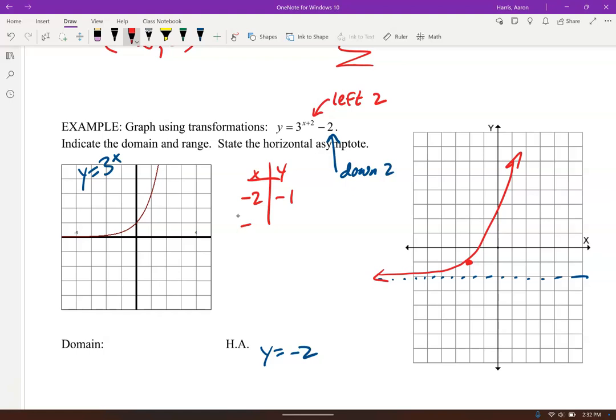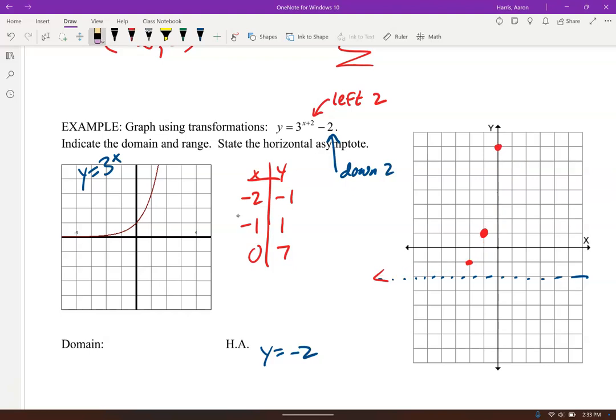Let's go to the right. How about negative 1? Negative 1 plus 2 is 1. 3 to the 1 is 3. 3 minus 2 is 1. So negative 1, 1 right there. Throw 0 in. 0 plus 2, 2. 3 squared, 9. 9 minus 2, 7. So 0, 7. So it actually hits right there.